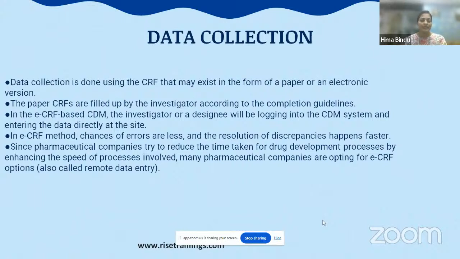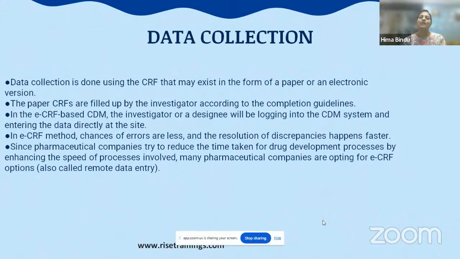If it is an electronic CRF, they will simply log in. They will have a specific user ID and password. They will log in by using their user ID and password, and they will enter the data into that tool. In the eCRF method, chances of errors are less and the resolution of discrepancies happens faster. Because what will happen here is they will enter the data in the tool, and immediately CRO people can open the tool, see the data and raise the discrepancies online only. Again, those discrepancies will be visible to the site people and they can immediately resolve those discrepancies. That's why in eCRF, the process will be very fast.